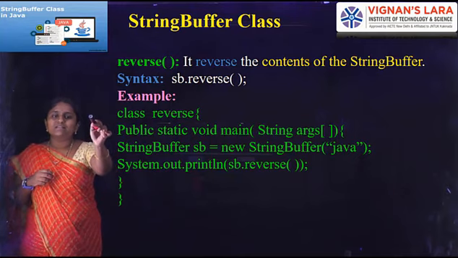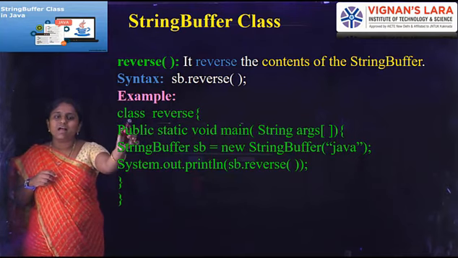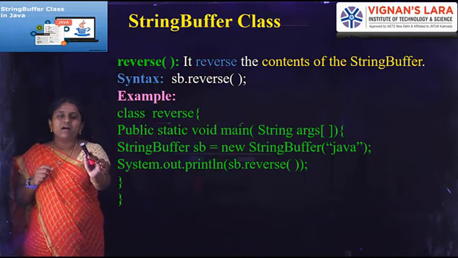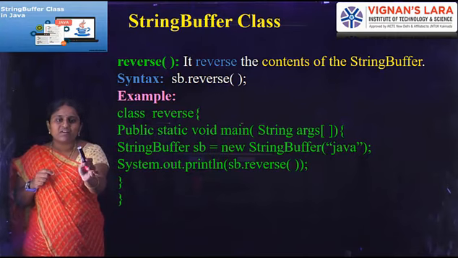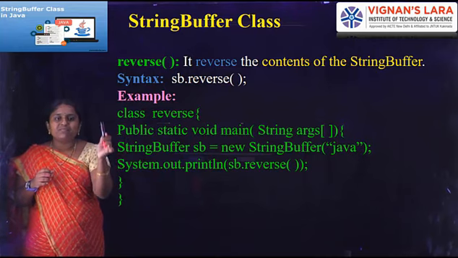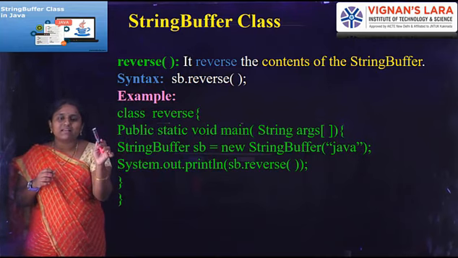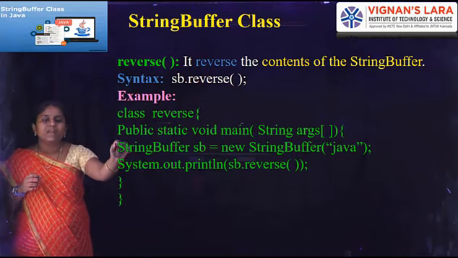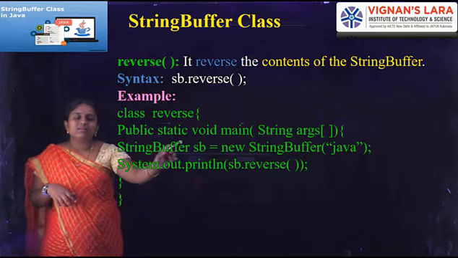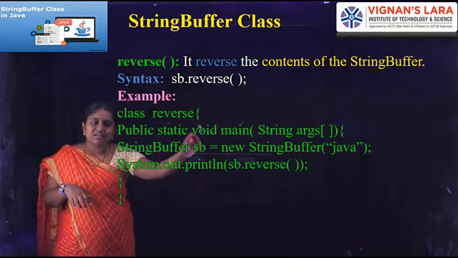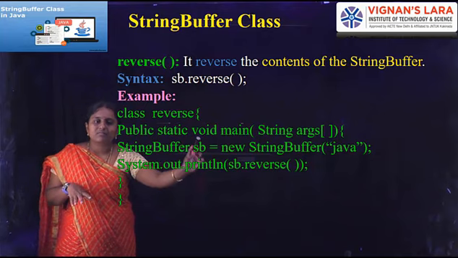Coming to the example, here I have declared one class. Reverse is the class name. Next, the main method. Here I have created an object of the StringBuffer class: StringBuffer sb = new StringBuffer("java"). StringBuffer is the predefined class, and with respect to the class we can create an object. Here StringBuffer is the class, sb is the reference variable or object name, new is the operator, and StringBuffer is the parameterized constructor. In this we pass one string, that is java.